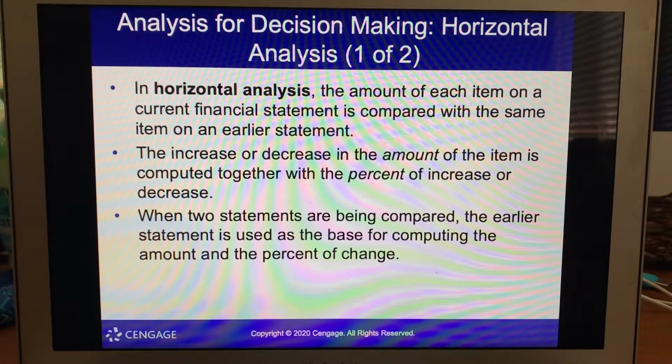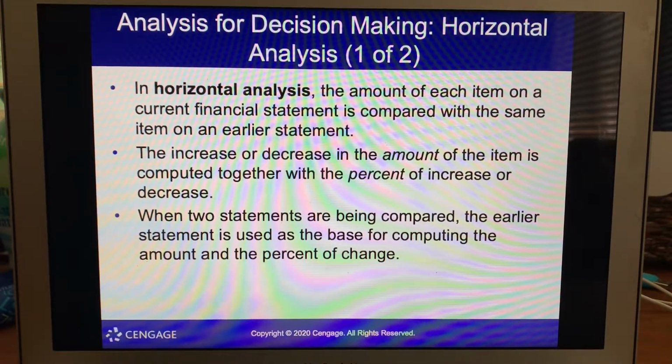Checkup, analysis for decision making, horizontal analysis. So in horizontal analysis, the amount of each item on a current financial statement is compared with the same item on an earlier statement. The increase or decrease in the amount of the item is computed together with the percent of increase or decrease. Again, when two statements are being compared, the earlier statement is used as the base for computing the amount and the percent of change. So we'll take a look at that in more detail.